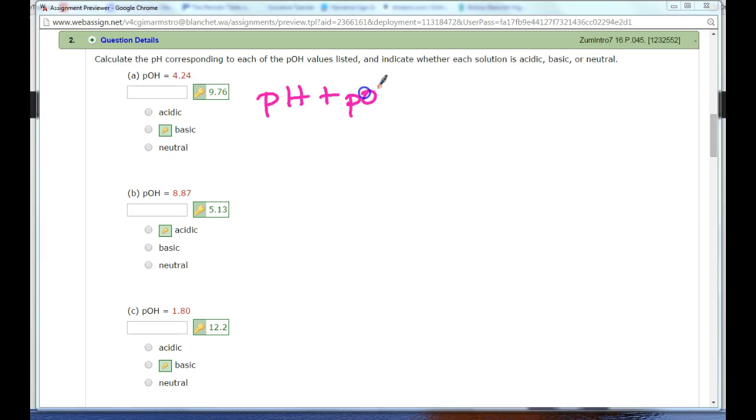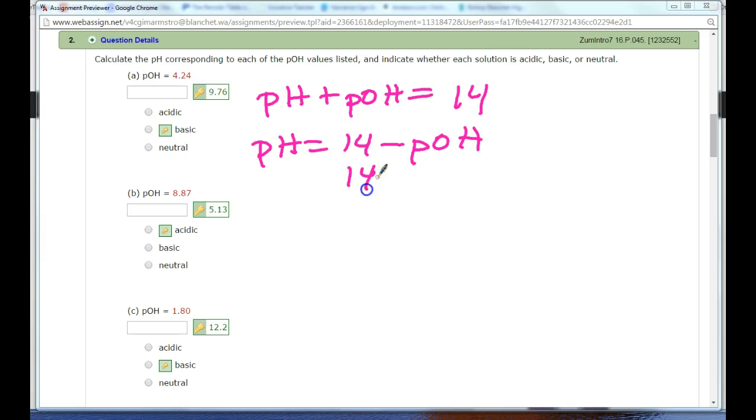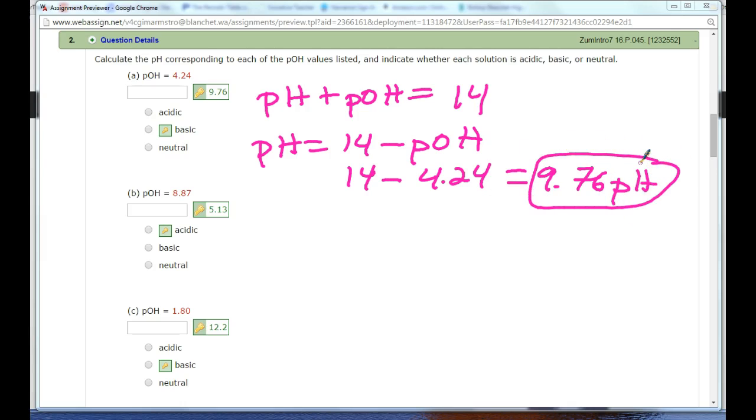pH plus pOH, so the pH plus the pOH makes 14. So we're trying to find the pH. The pH is 14 minus the pOH. So 14 minus 4.24 would then equal 9.76, and that's the pH. And that is greater than 7, so it's basic. You do the same process for all these. You'll just go 14 minus whatever that number is.